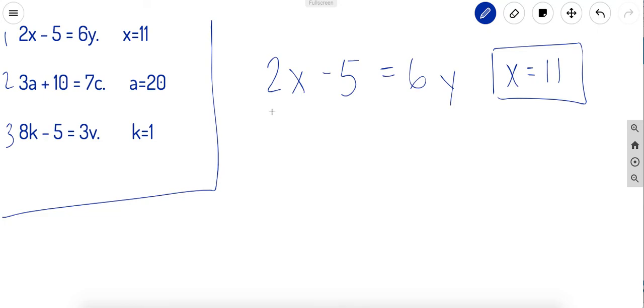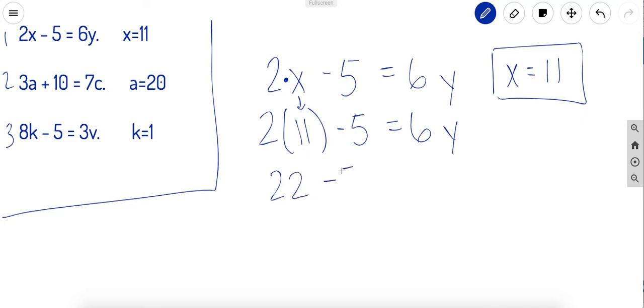So we're going to plug in for this problem. We're going to plug in 11 for x, right? X equals 11. So every time we see an x, we can plug in 11 for that letter. Now try to simplify as much as possible. So we have 2 times 11. Remember, 2x is the same thing as saying 2 times x. So 2 times 11 gets me 22. And then we still have a minus 5.